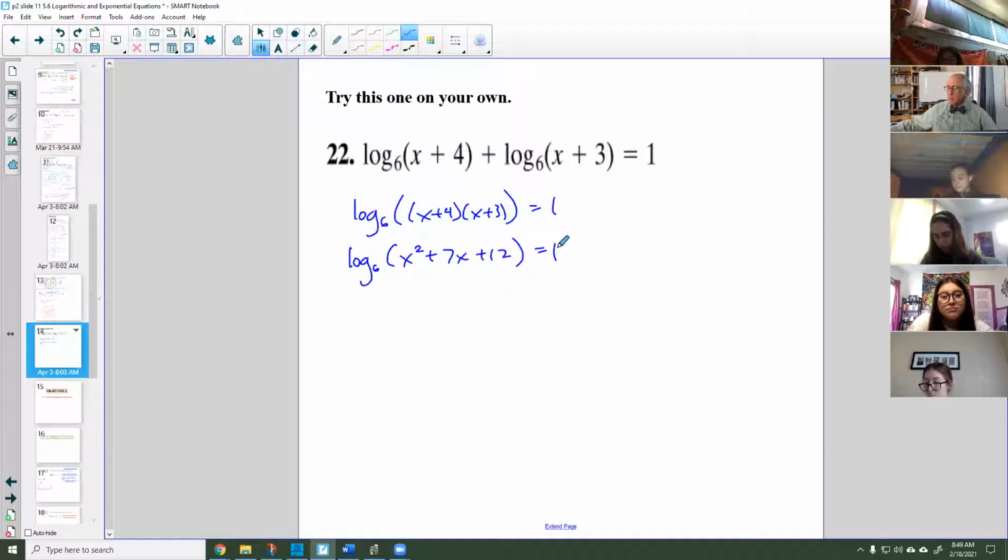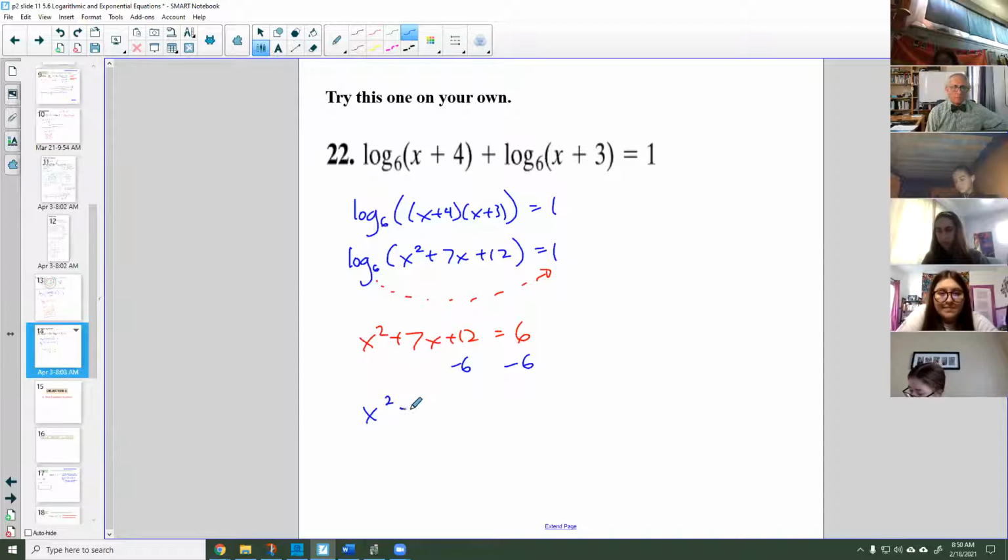Okay, and let's ask. So Mia, what did you guys do? How would you continue from here, or were you stuck, or what would you do here? From there, we turned it into exponential form. Great. So we got x squared plus 7x plus 12 equals 6 to the power of 1, so just 6. And then after we did that, we subtracted 6 on both sides, and we got x squared plus 7x plus 6 equals 0.